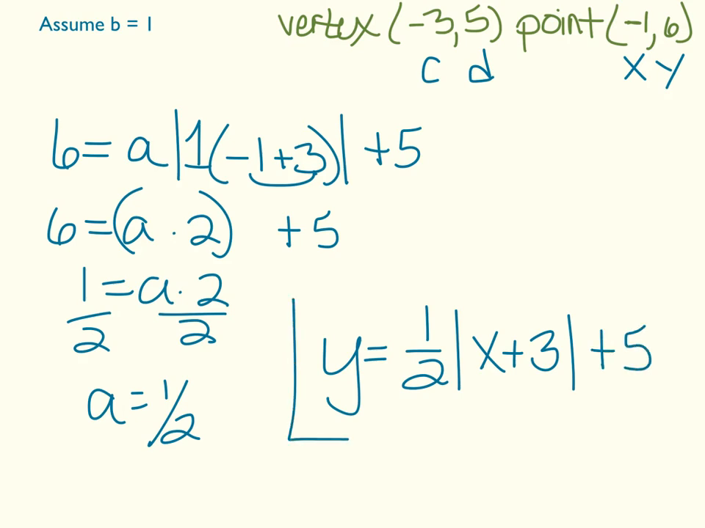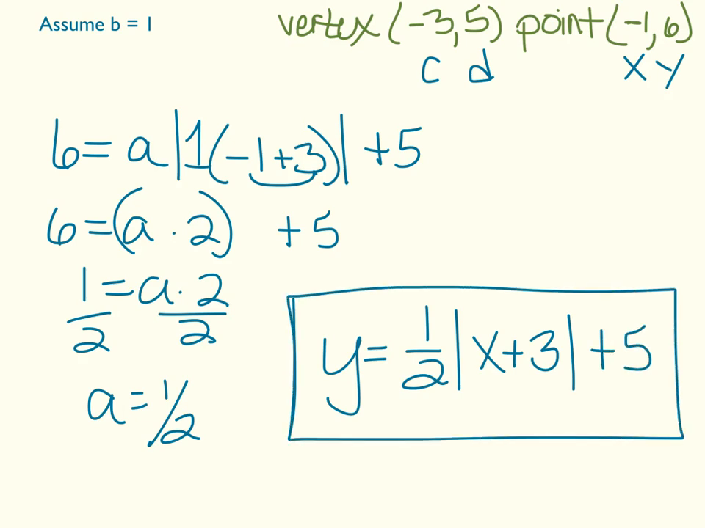So this one looks a little bit different than the other one that we did because the other one had the 1/2 on the inside and this one has it on the outside. But both of those equations will give you an absolute value function with a vertex at negative 3, 5 that passes through the point negative 1, 6.